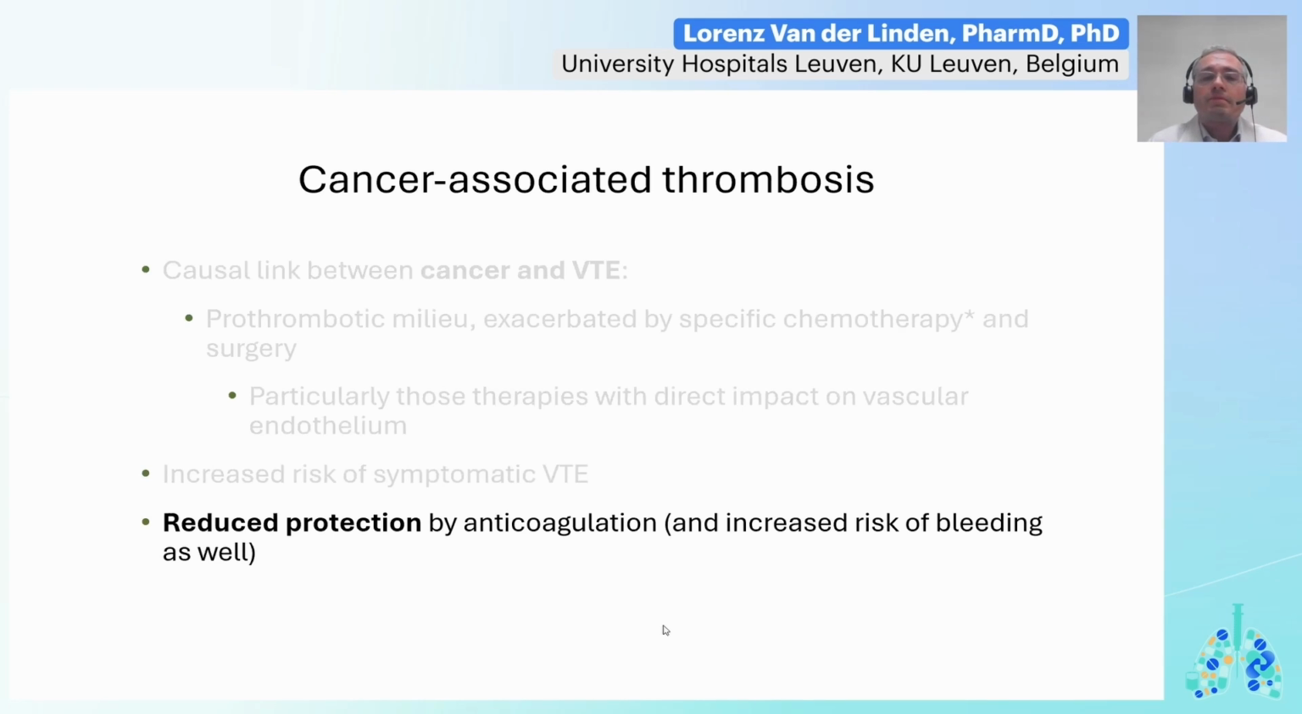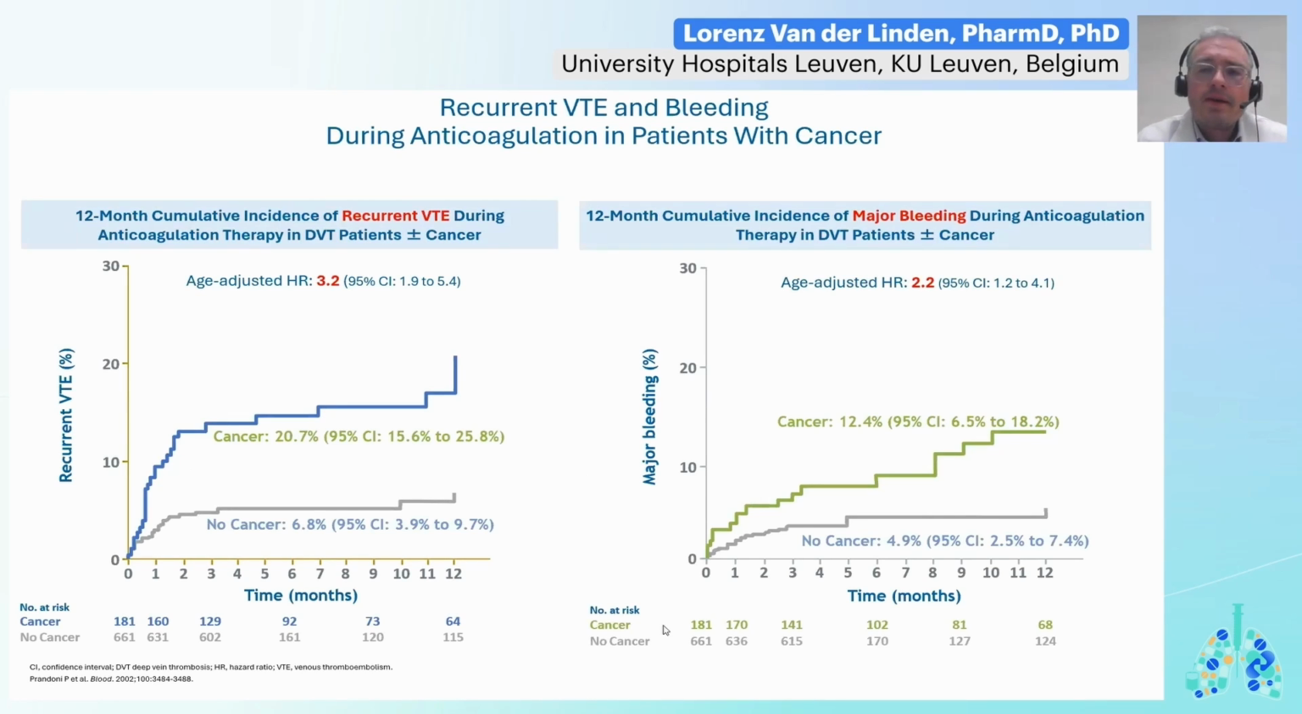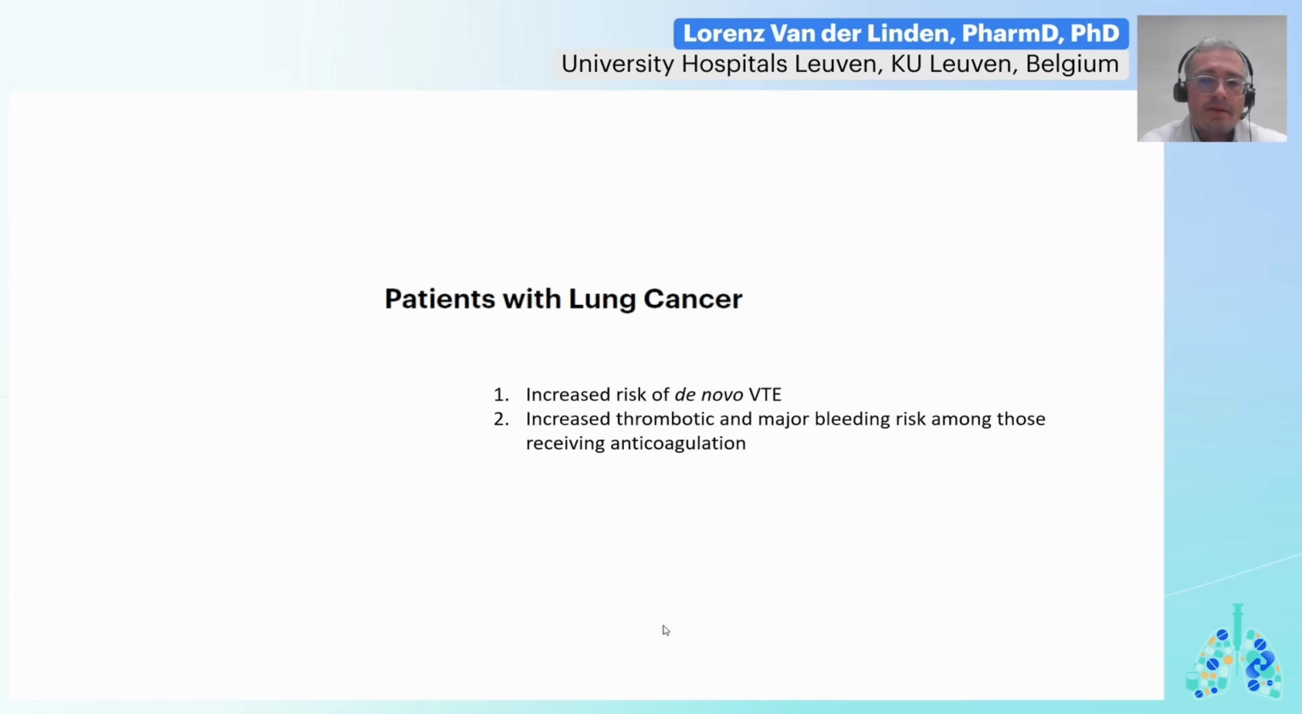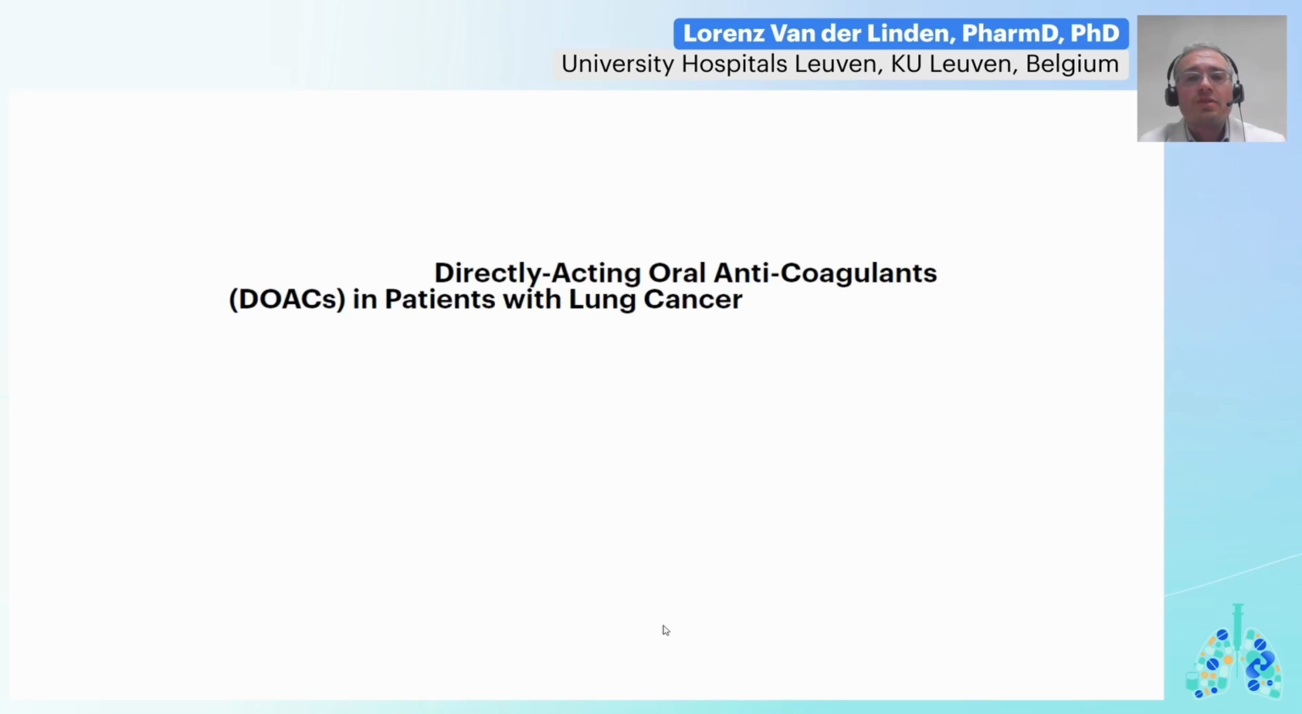There is a reduced protection by anticoagulation. Here we see data from a prospective follow-up study where they found that cancer was associated with an increased risk of recurrent VTE among those who receive anticoagulation. You can see here on the left panel. On the right panel, you can see an increased risk of major bleeding among those with cancer compared to those without cancer. So in sum, and this is the first bit, lung cancer is associated with an increased risk of de novo VTE and an increased thrombotic and major bleeding risk among those who receive anticoagulation in the management of said VTE.